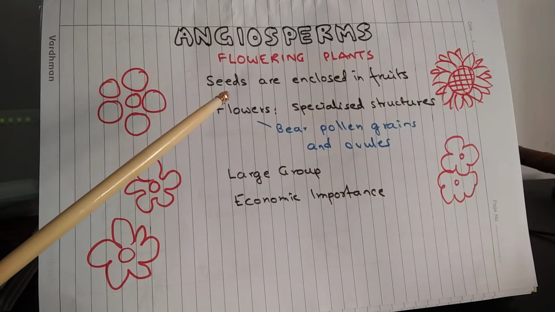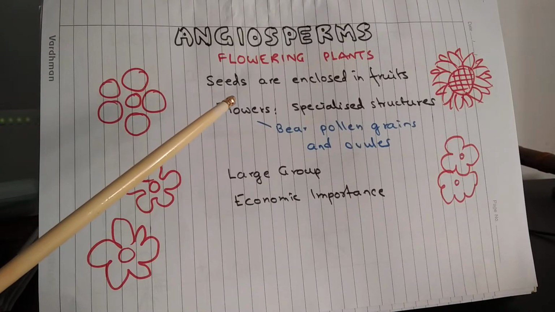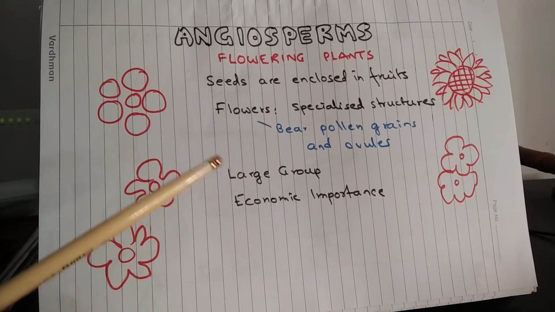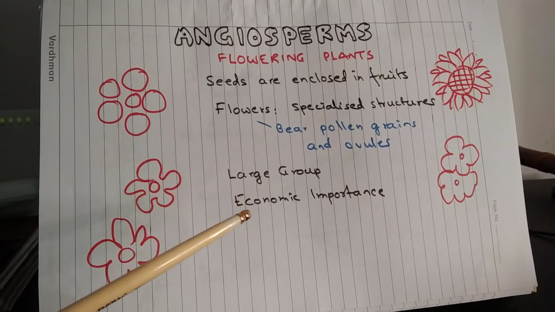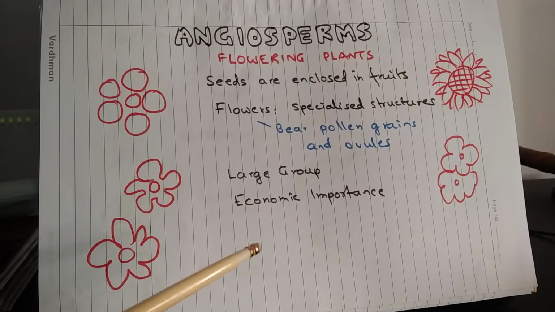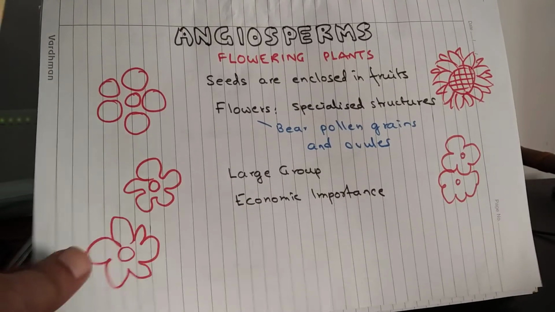Angiosperms have great economic importance also because most of our needs are fulfilled by angiosperms. So, we get food grains, fruits, vegetables, timber and so many things from angiosperms.